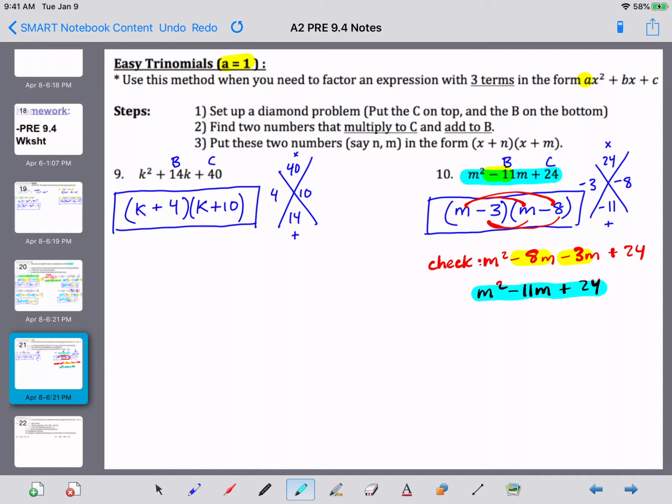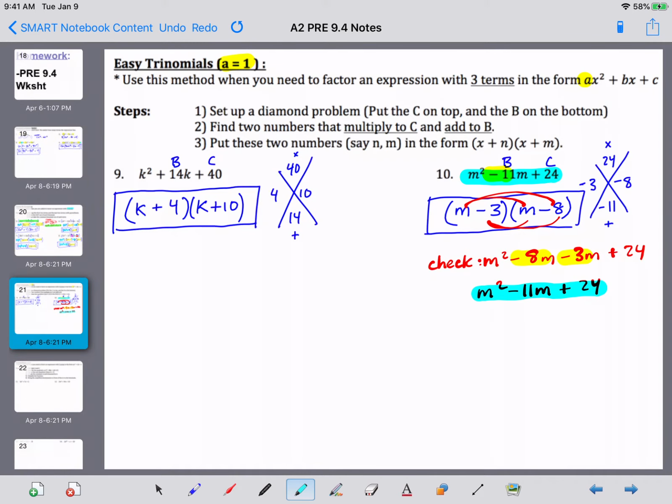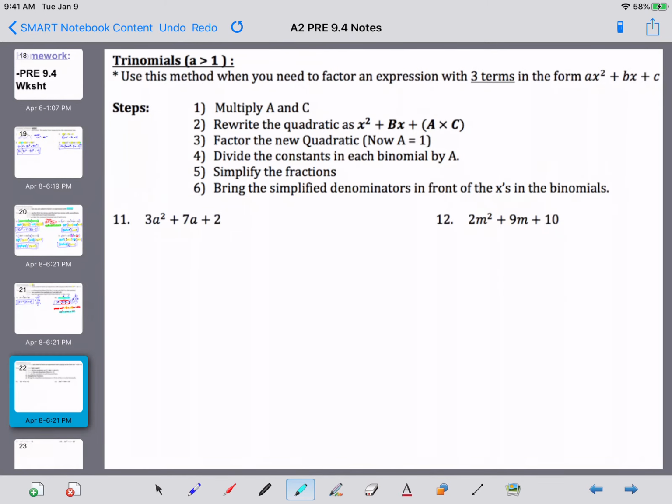All right, so the cool thing with factoring is you can always know if you did it right by foiling your answer or distributing your answer back. And if you got what you started with, hey, you did it right. Pretty cool. Okay, so now let's see if the trinomial has a number in front of the squared term. So this makes things maybe a little bit more challenging.